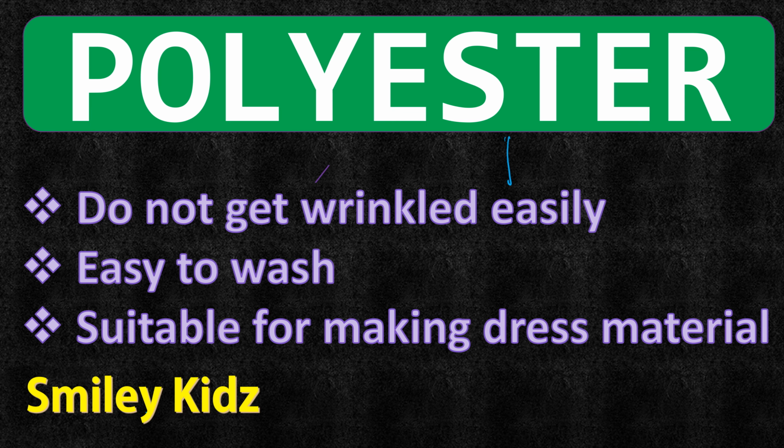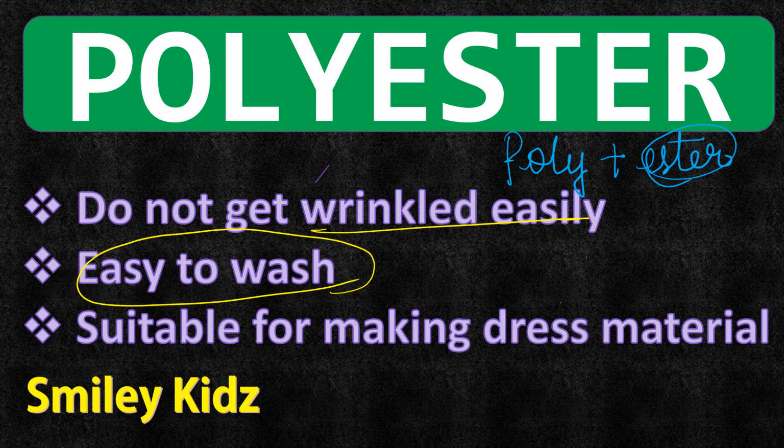Polyester. Poly plus ester. Polyester is actually made up of repeating units of a chemical called an ester. Polyester does not wrinkle easily but it is easy to wash. And polyester is suitable for making dress material.